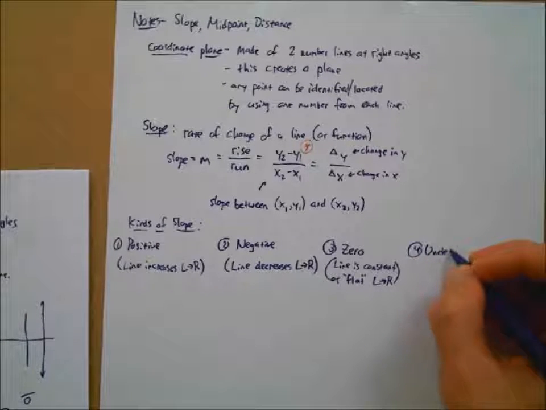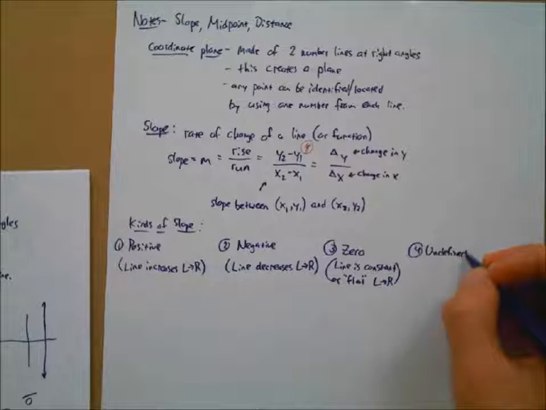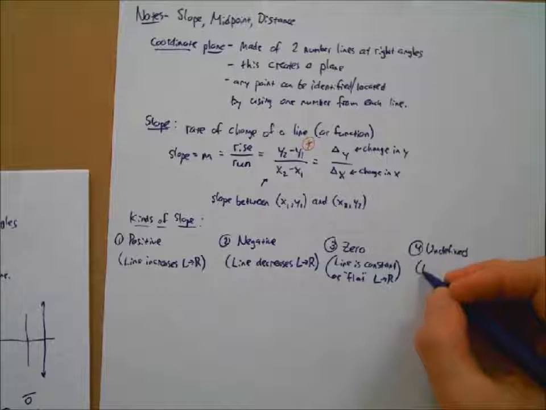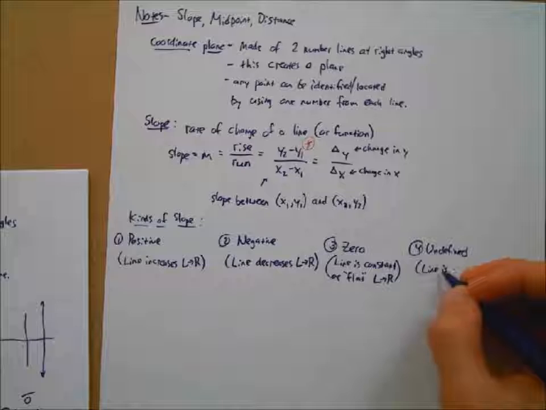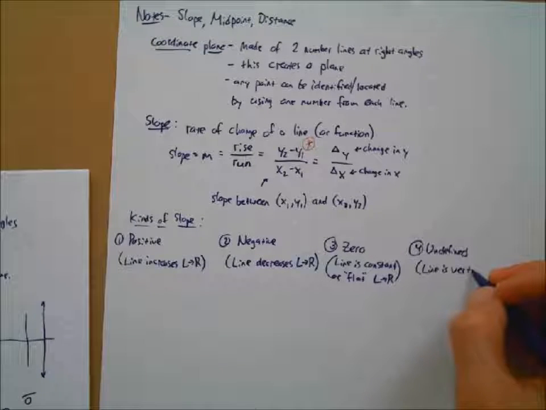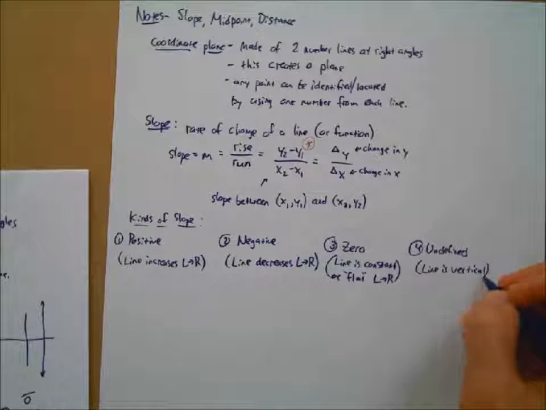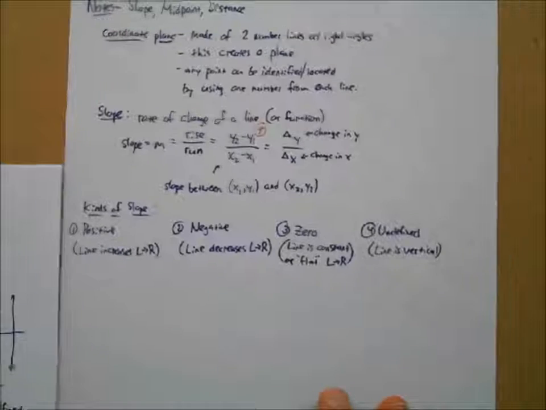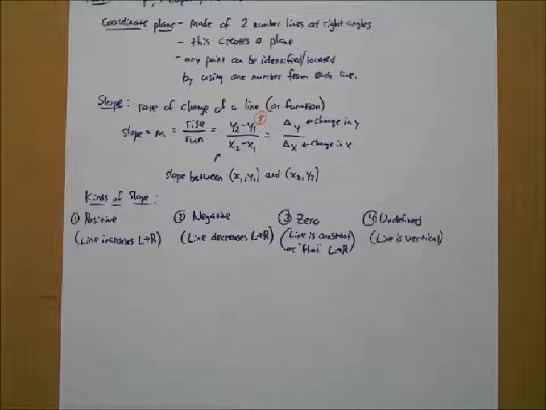So a slope can be positive, a slope can be negative, a slope can be zero, or a slope can be undefined. What does an undefined slope look like? Vertical line, right? The line is vertical. Okay. Oops, I'm off the screen. Sorry about that. There we go. Okay. The line is vertical.